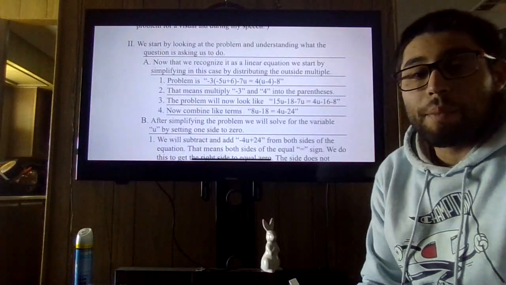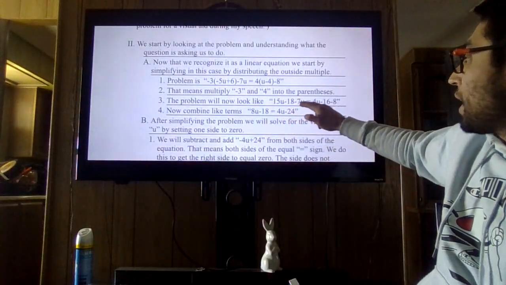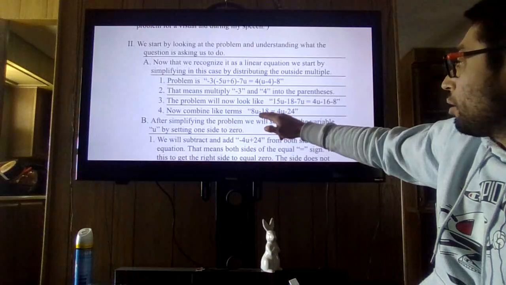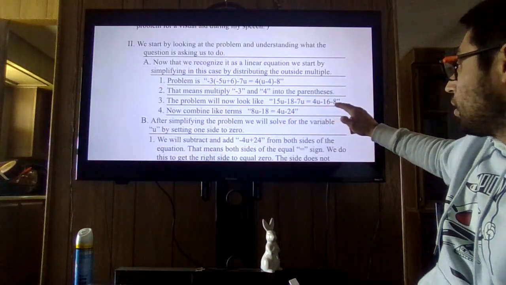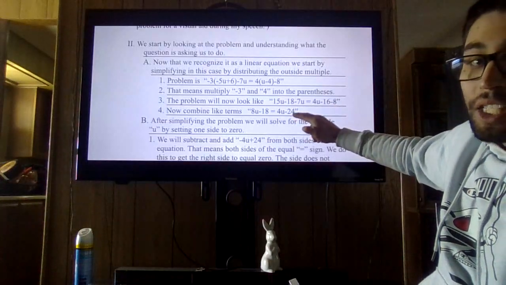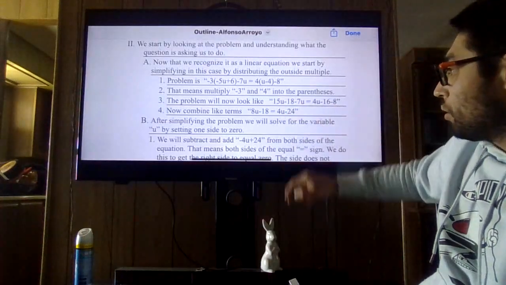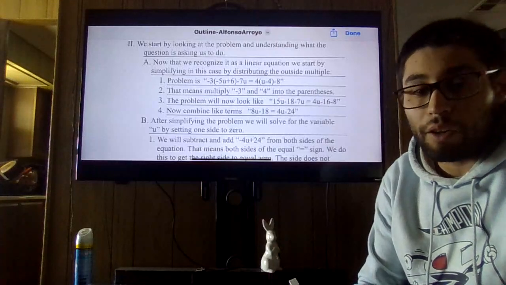Our next step is to combine the like terms. So as you can see, 15u minus 7u will equal 8u, and you bring down the 18. And over here, 16 minus 8, so that's a minus 16 and a minus 8 equal minus 24, bringing down the 4u. Now that we simplified the equation, we start to solve for the variable.